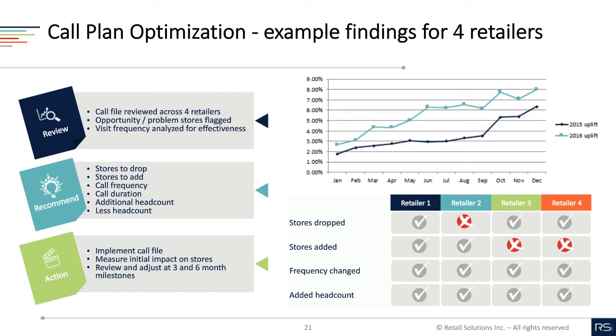As you can see in the example, all but 1 retailer saw stores dropped. 2 retailers had stores added to their call mix. All retailers saw changes in call frequency, and all retailers saw additional headcount added. The chart demonstrates the positive impact of the changes when comparing year-on-year sales uplift. Overall performance improves by roughly 1.5%, a really great return from this process.